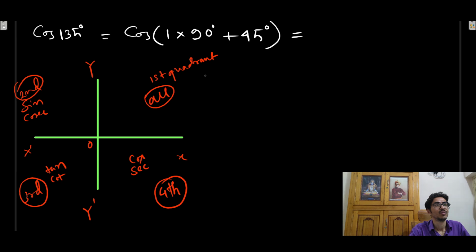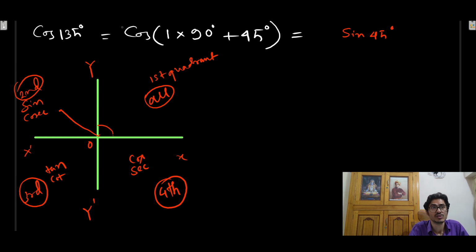So here cos 1 into 90 degree, here it is 1, so cos will change to sine, and 45 degree we will write as it is. Then here we will find the position of the angle. So 1 into 90 degree, complete 90 degree and 45 degree. So this angle resides in the second quadrant. So in that quadrant, except sine and cosec, all take negative sign.